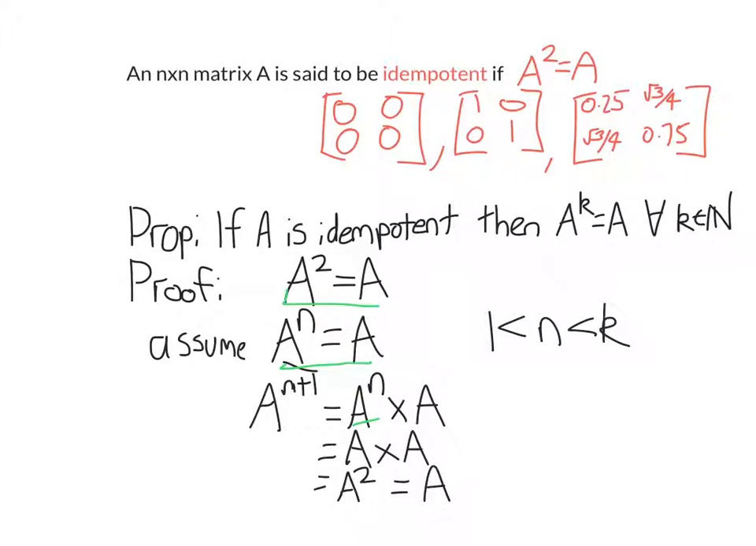It's like you have a whole stack of dominoes, and you've shown that if the first one falls, then all the rest of them will fall, and that's what we've done here. So we've proved by mathematical induction that if a matrix is idempotent, if A squared is equal to A, then A to the power of any positive integer will also equal A.